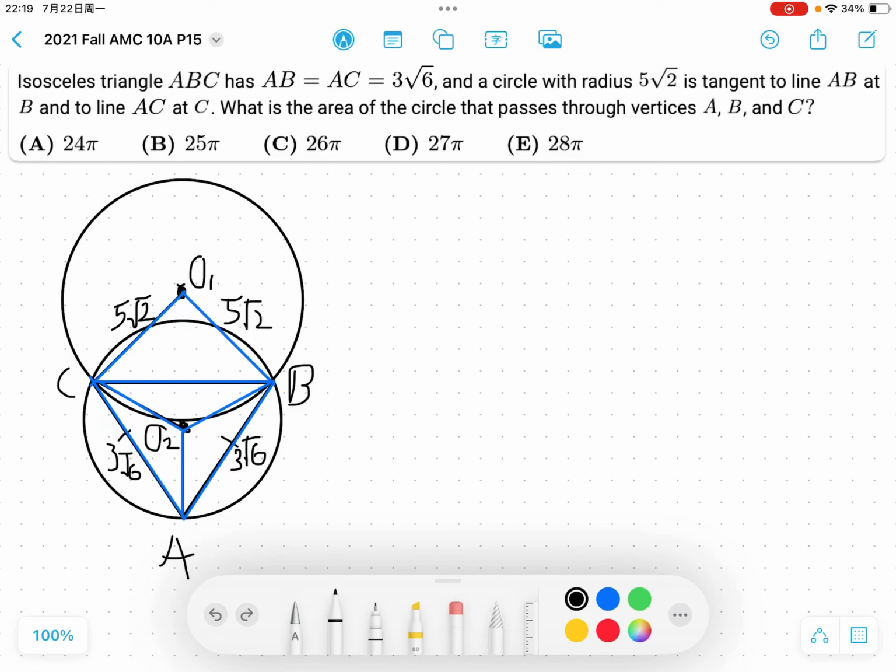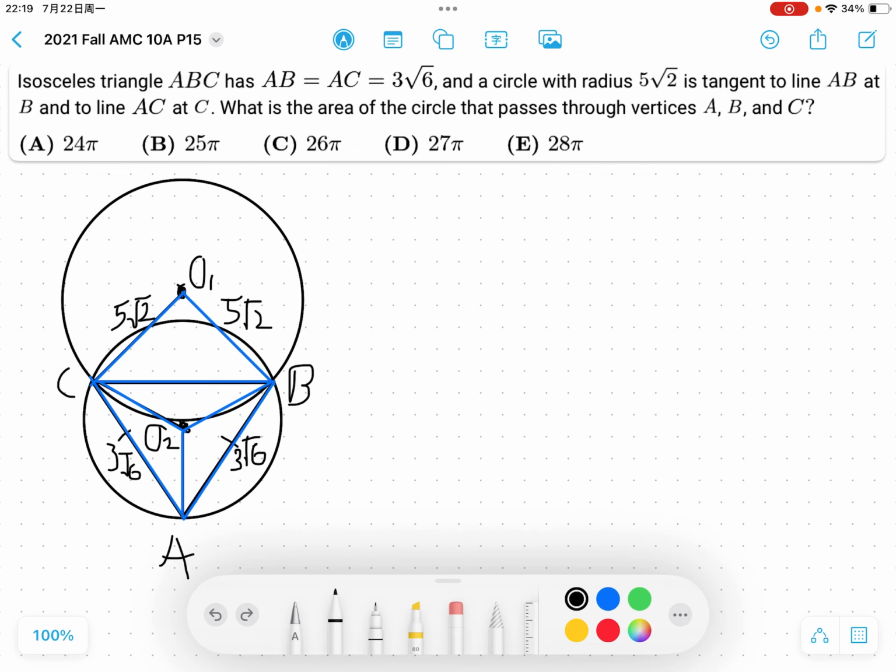Today we're going to talk about 2021 Fall AMC 10A P15. Isosceles triangle ABC has AB equals AC equals 3 root 6, and a circle of radius 5 root 2 is tangent to line AB at B and to line AC at C. What is the area of the circle that passes through vertices A, B, and C?